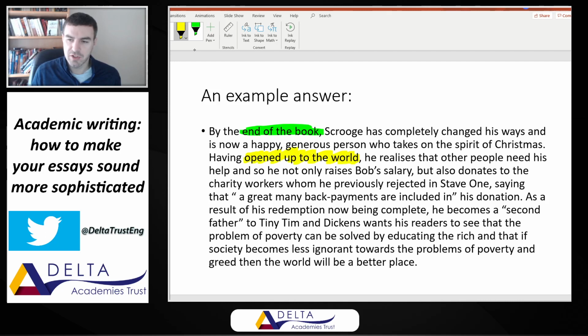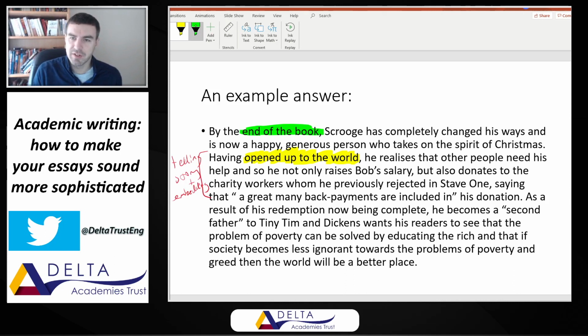So a phrase here which describes his change, rather than saying Scrooge has changed. He realises that other people need his help, and so he not only raises Bob's salary, but also donates to the charity workers whom he previously rejected in Stave One, saying a great many back payments are included in his donation. So I've tied together several things there to make that more sophisticated. The reason why that works is I am telling the story and I am embedding my quotes. Okay, which is other skills that we've looked at.